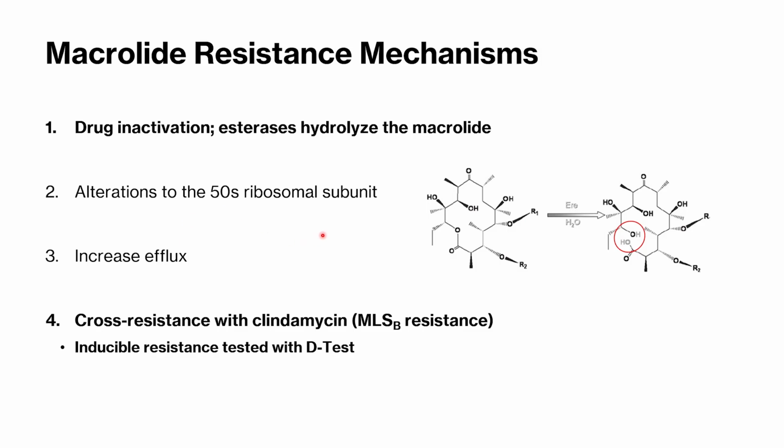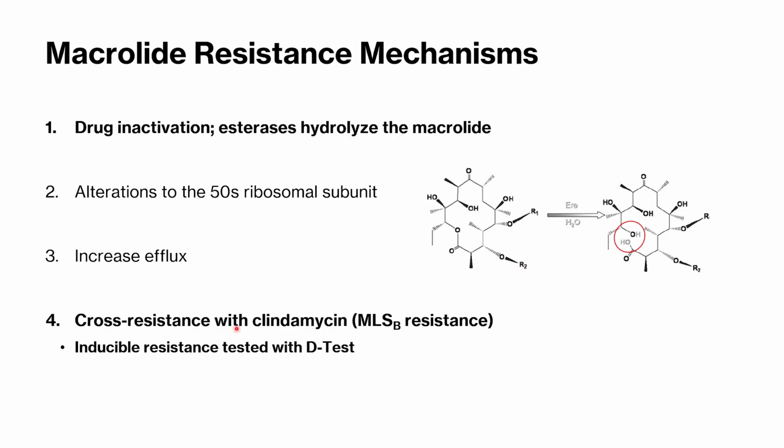There are alterations that can occur within the 50S ribosomal subunit. So the binding site could change, and that would prevent it from binding. Or the way it enters the binding site could get smaller, so it's harder for it to fit. There can be increased efflux, very similar to the aminoglycosides. It can just kind of pump the drug out of the cell.